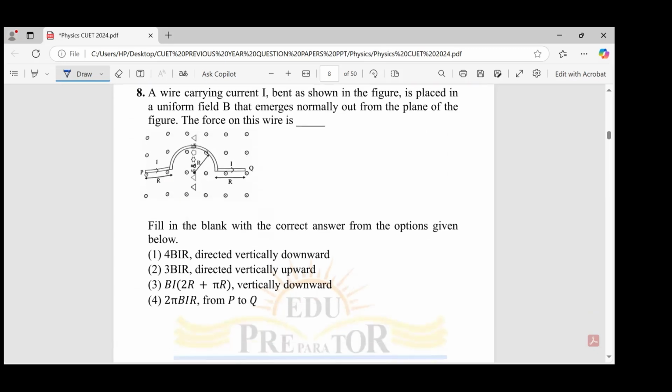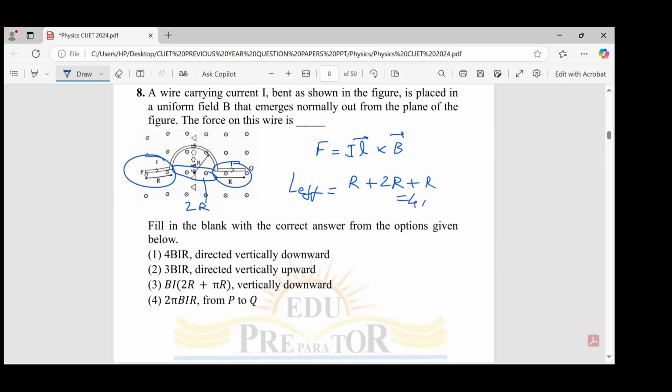This question involves the concept of magnetic force acting on the moving charges, or the force on a current carrying conductor. So F is equal to, as we know, IL cross B. We have this as the R length. Now this is the diameter, so it has 2R, and this has R. So the effective length will be the 2R diameter and R, that makes 4R.